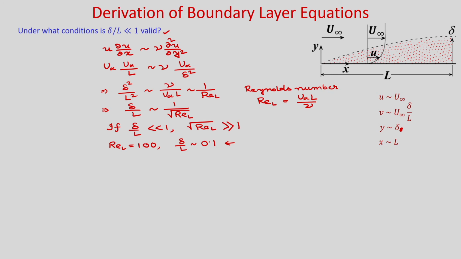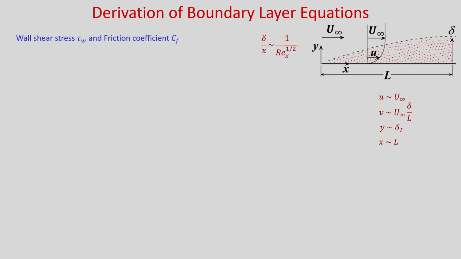Now, for any length x, this expression you can write as delta by x is of the order of 1 by root Re_x, where the Reynolds number based on x we have defined as u infinity x by nu. Okay. Now, let us find what the wall shear stress and the friction coefficient are. So, what is the order of these terms?